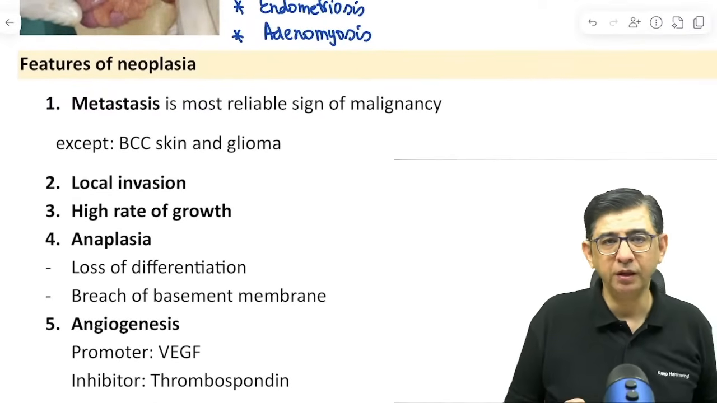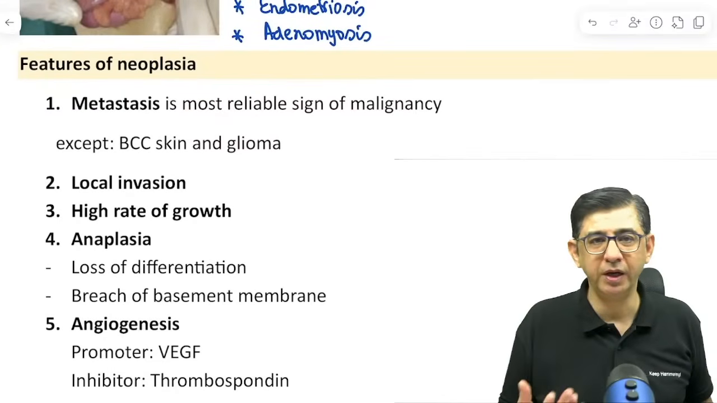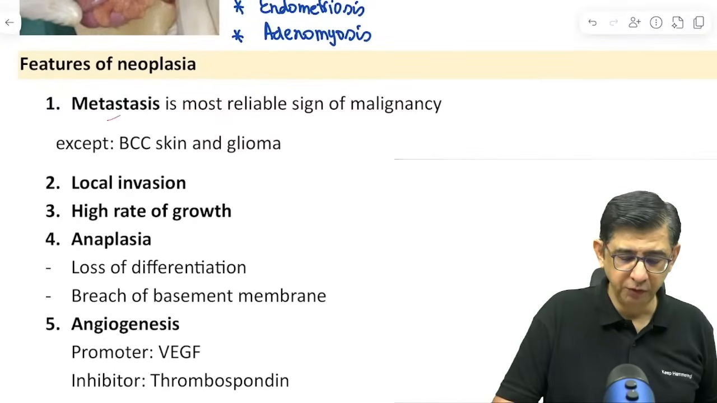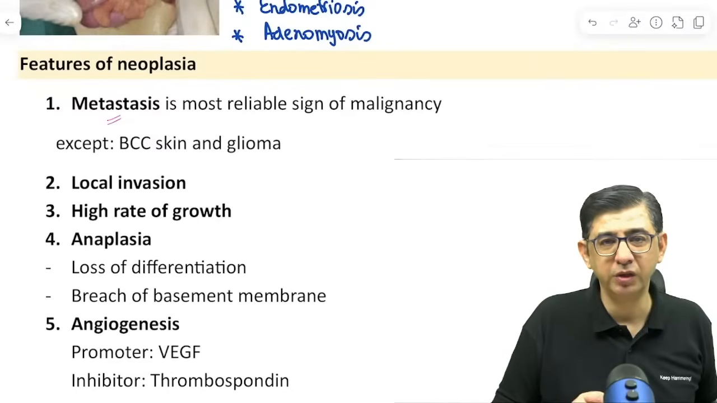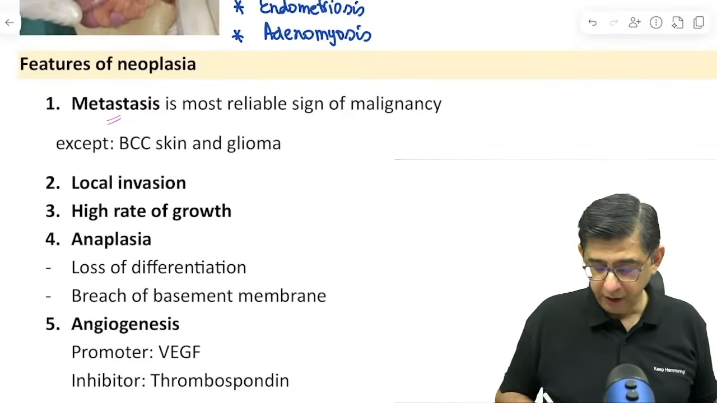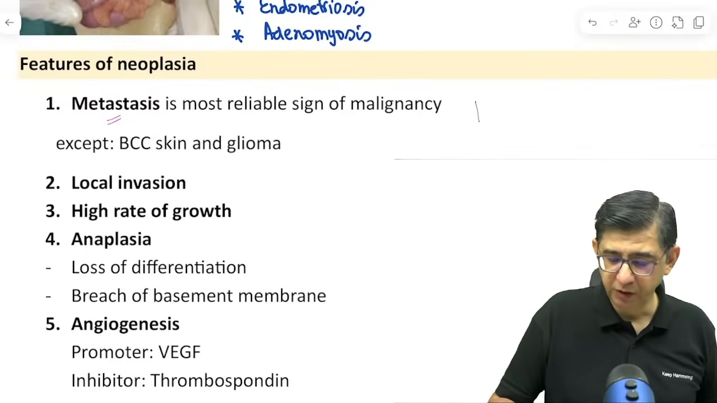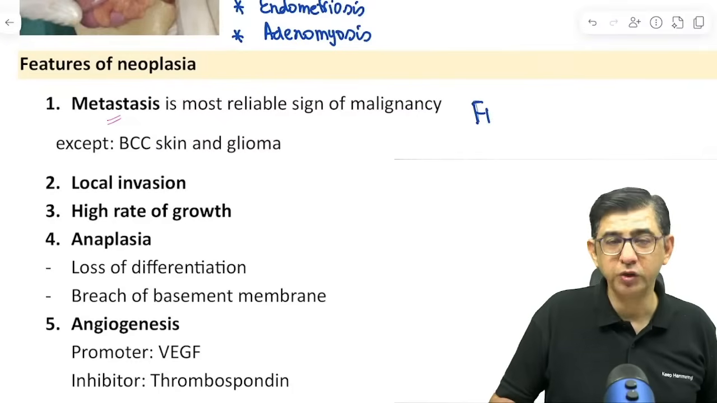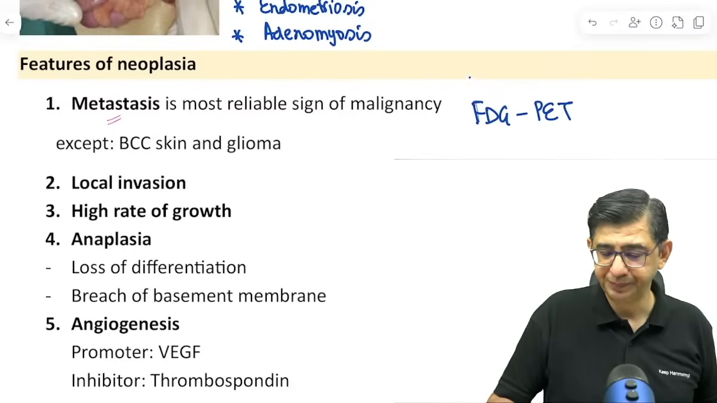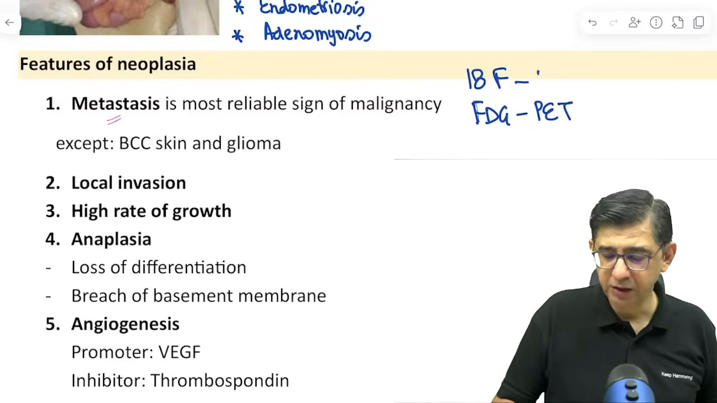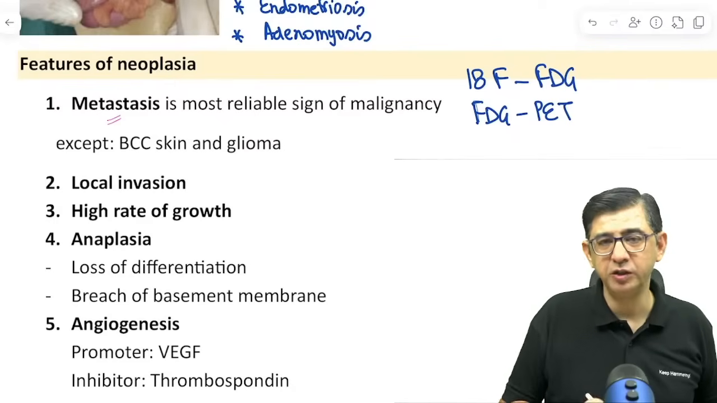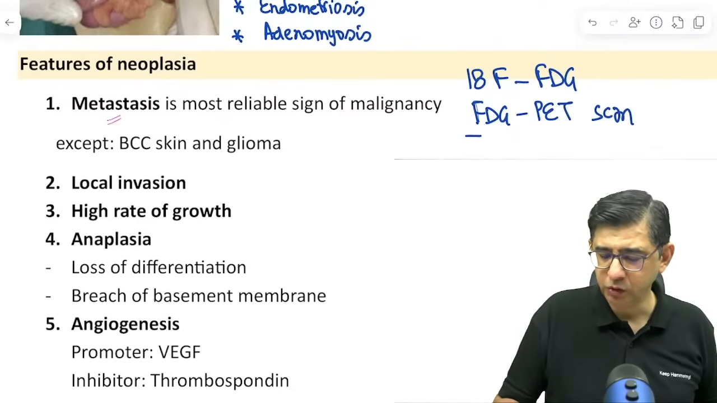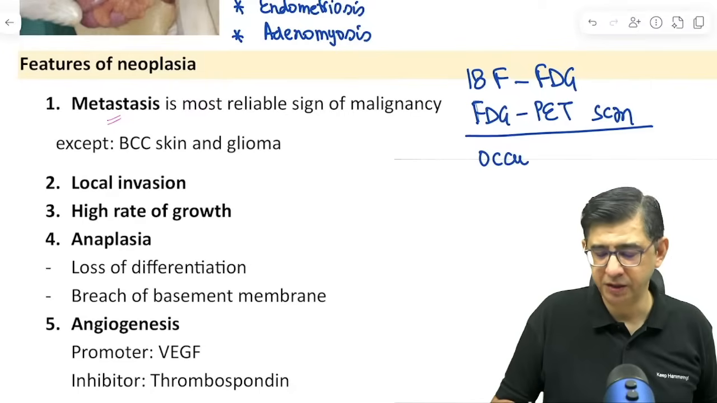So neoplasia, it's going to spread. I mean, the cancer will always spread. So the question was very easy. He said, what is the most reliable sign of malignancy? It is obviously distant mets, and for these distant mets, we'll be doing imaging in the patient also. Usually, the imaging that would be done in a patient would be a FDG PET. It is an 18F FDG PET scan that would be used to identify occult malignancy.